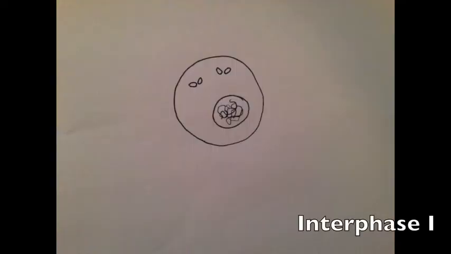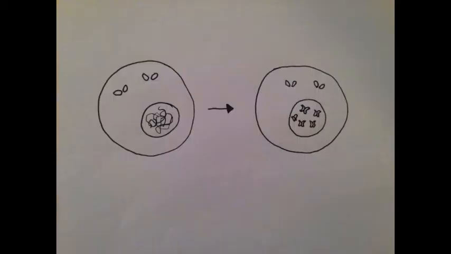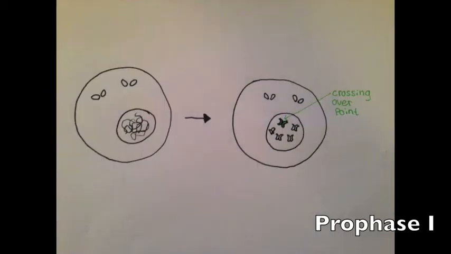The first step is interphase 1. Here chromosomes are replicated and consist of 2 identical sister chromatids joined in the centromere. In prophase 1, the chromosomes supercoil and the homologous pairs of chromosomes line up side by side. Exchange of genetic material between pairs can occur at the crossing over point. New combinations of alleles are formed and genetic variety among the resulting gametes increases. The final step is the formation of spindle microtubules and the breakdown of the nuclear envelope.